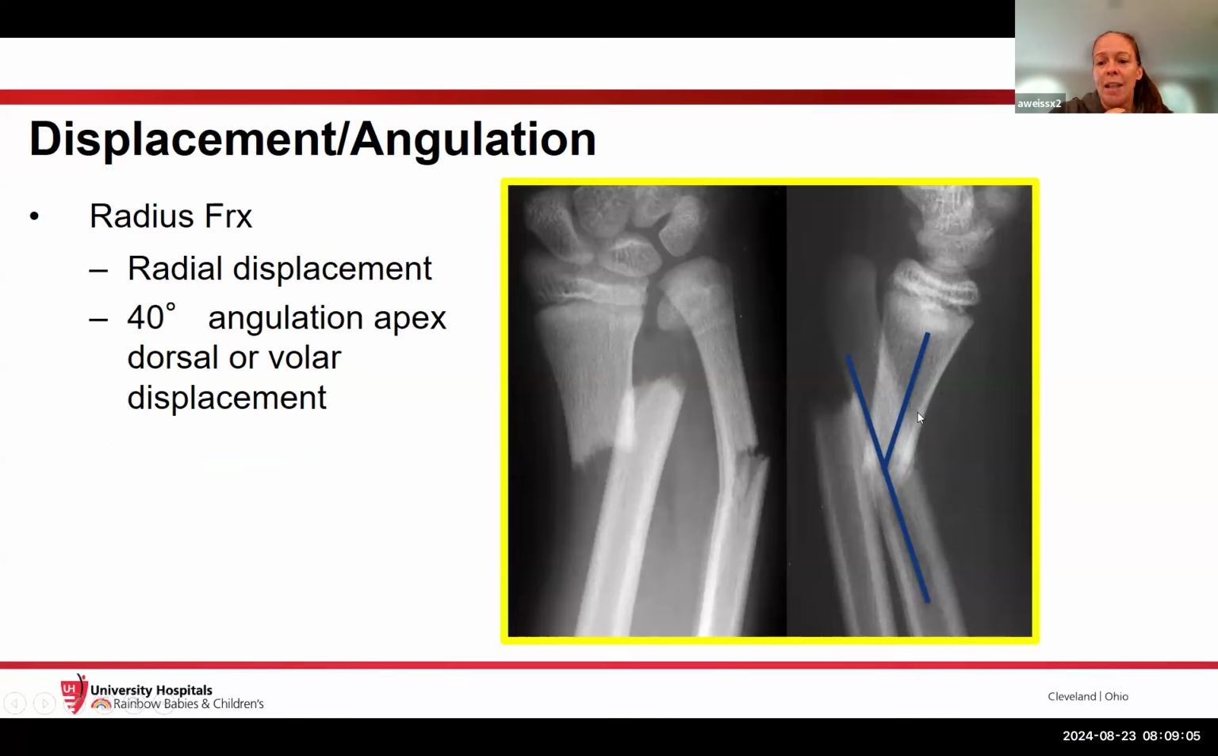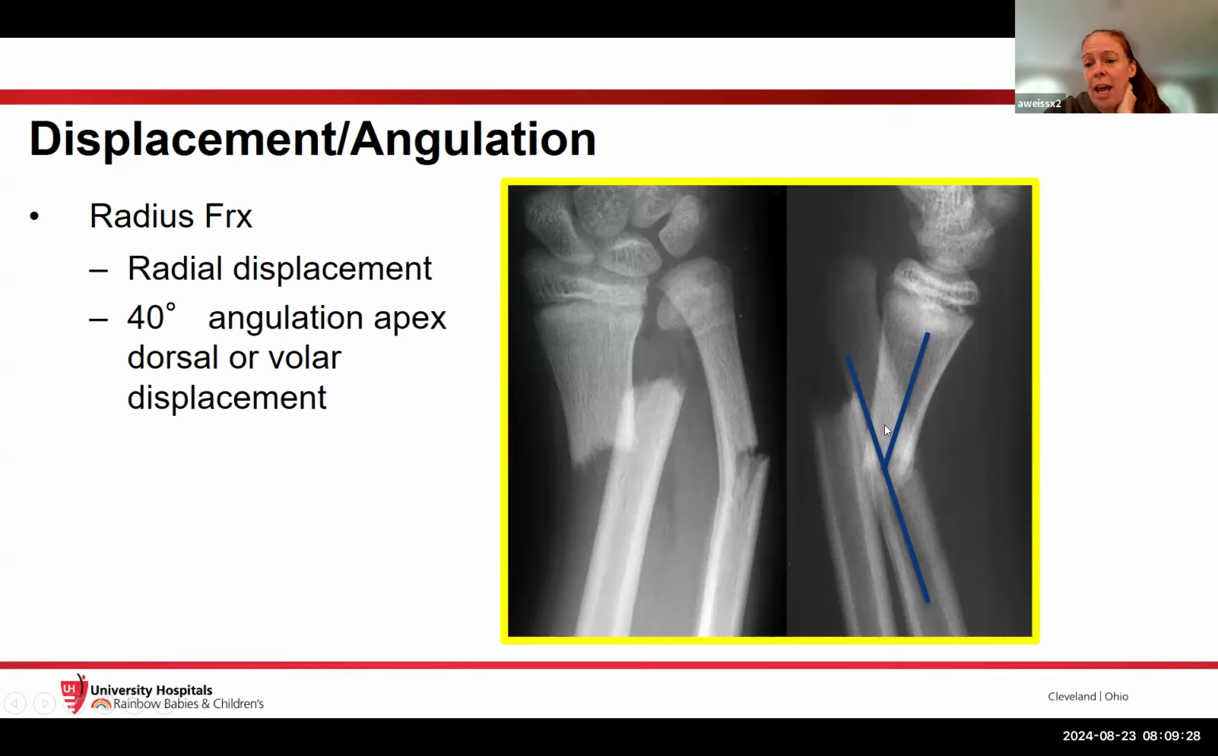But if you're going to say that this is dorsally angulated, you need to say that the apex is dorsal, because the distal radius is volarly displaced. So that is sometimes confusing to people, that you're describing the distal fragment as opposed to the proximal fragment, but that is just the convention. So just make sure that you are not confused.